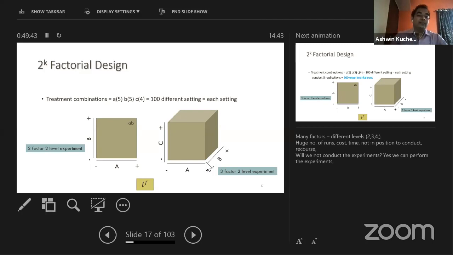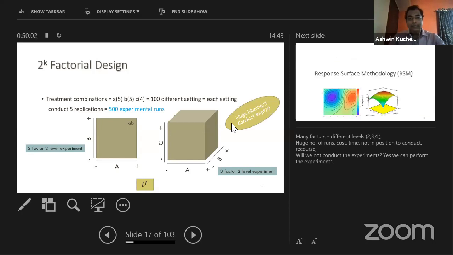So if I say that for A, B, and C, I have 5, 5, and 4 different levels, then I need to do 100 different settings, and the trial combinations after a replication of 5 will give me 500 experiments. So is it so that I need to perform these 500 experiments? Doesn't it sound like a huge number of experiments to be conducted? So what shall I do? There are many factors. Shall I reduce the levels? Shall I reduce the factors? Or shall I change my design? With a huge number of factors, it will not be possible to conduct the experiment.